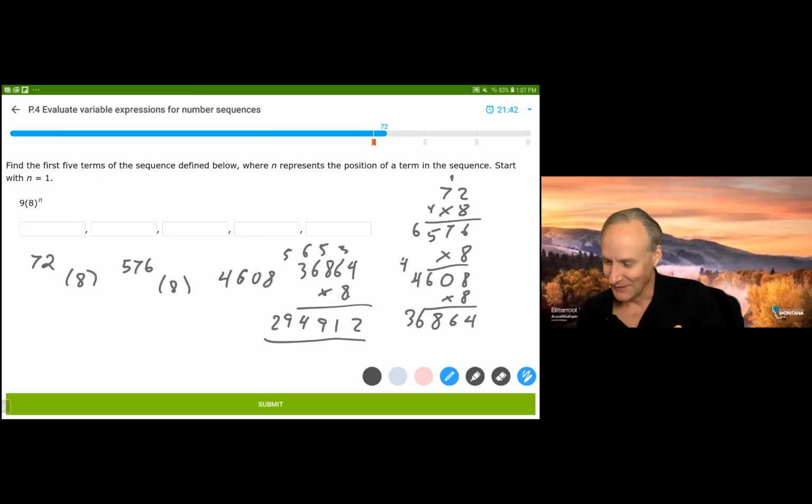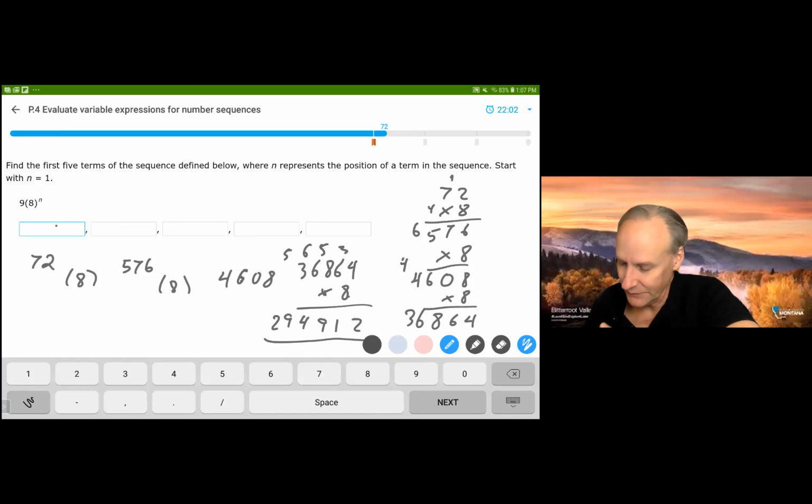I think it's right, but who knows? Okay, so I'm going to check it. 576, I know is right, times 8 equals 4608. Times 8 is 36,864. Yep. Times 8 is 294,912. Yep. So we put them in. Just got to be careful when you put them in. That's going to be 72, 576.